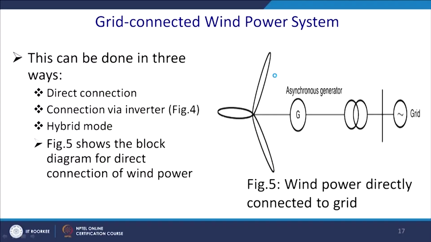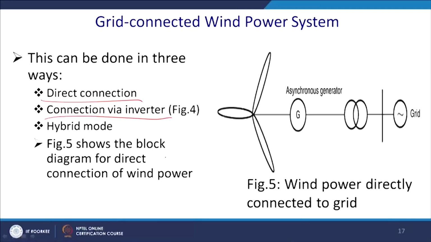Now, a grid connected wind power system can be done in 3 ways. First, direct connection. With a gear and all those things, it is required to be synchronized with the rotating speed, so that you generate a 50 hertz supply, and generally it is not done, as efficiency is sacrificed a lot. Second, connection via the inverter. The inverter will first convert into DC, thereafter it will be connected to the grid at the frequency and voltage required. And it can have a hybrid mode also, that we will see.